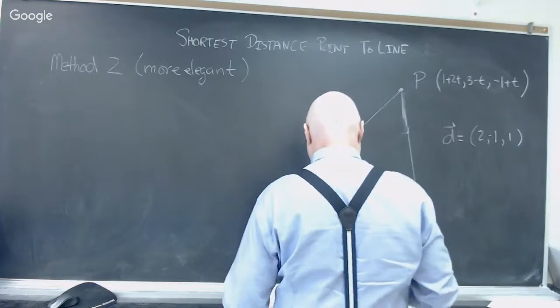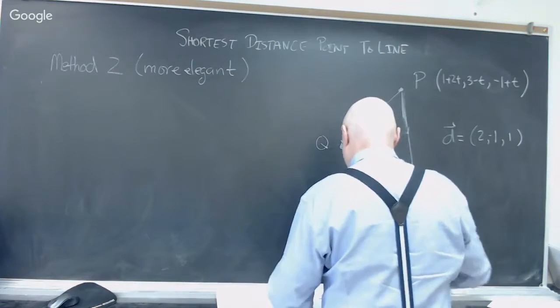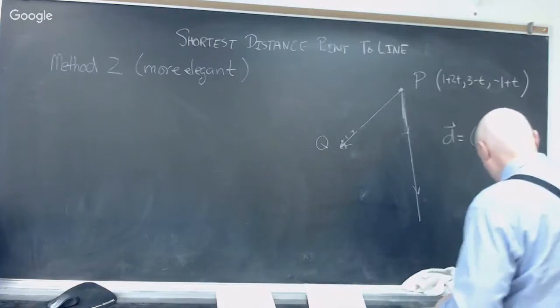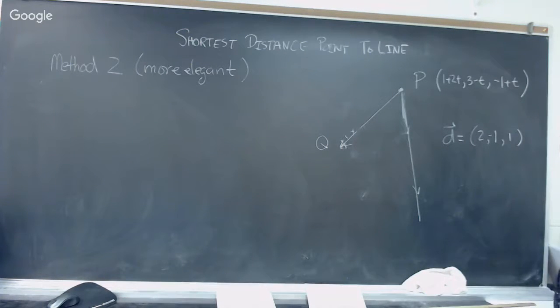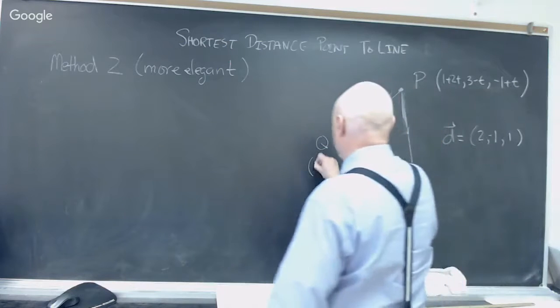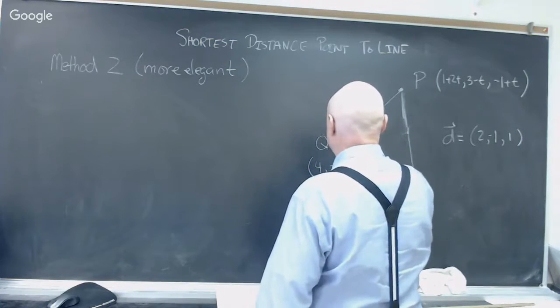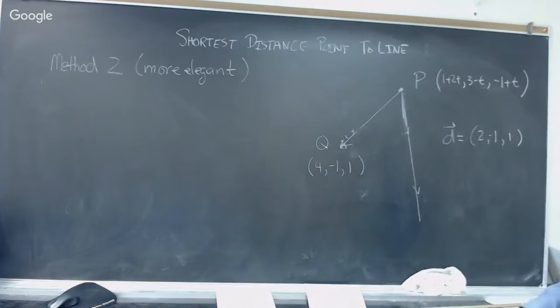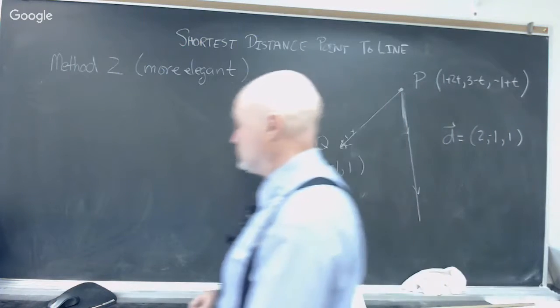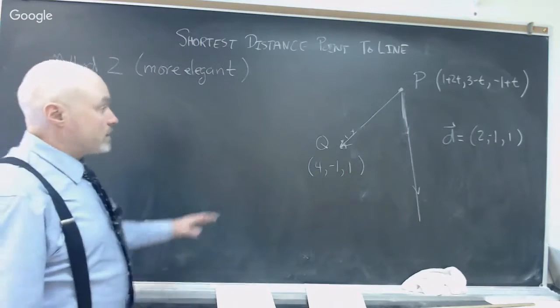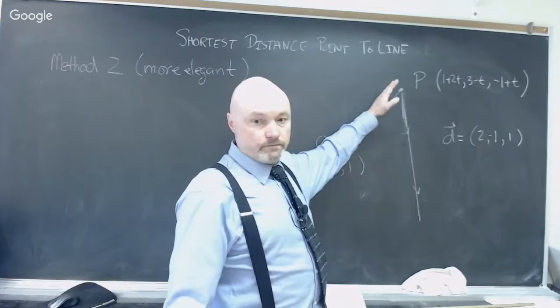Q we're actually given. Oh, what was the value of Q? 4, negative 1, 1. I got too vigorous in my erasing there. Okay. So P is somewhere.